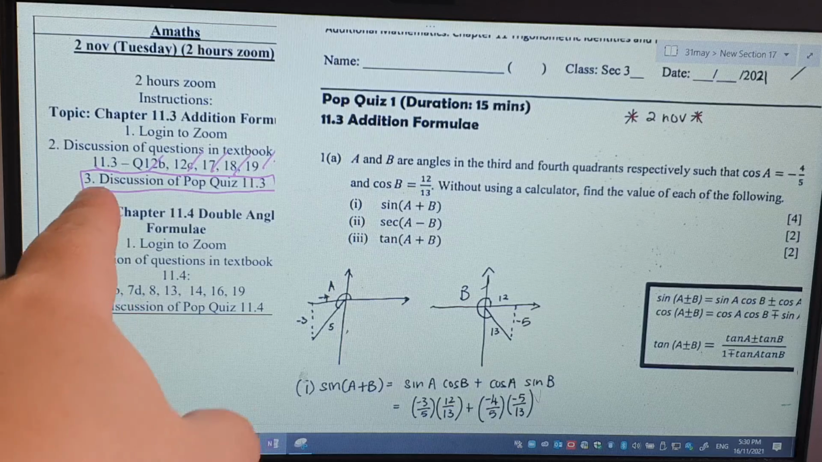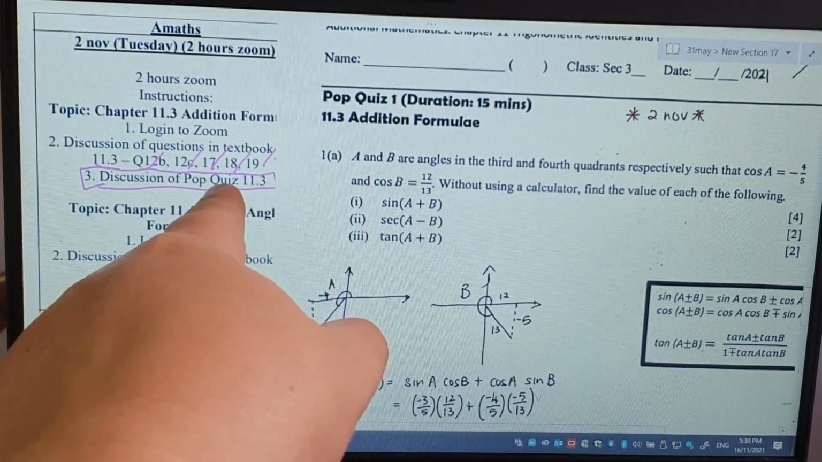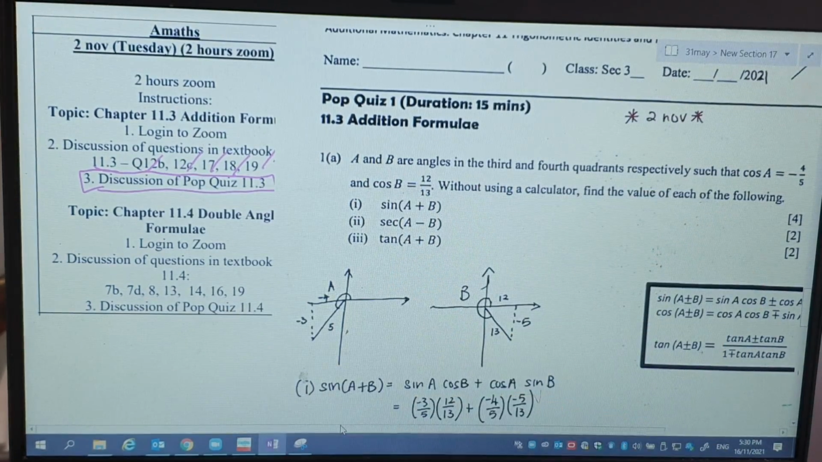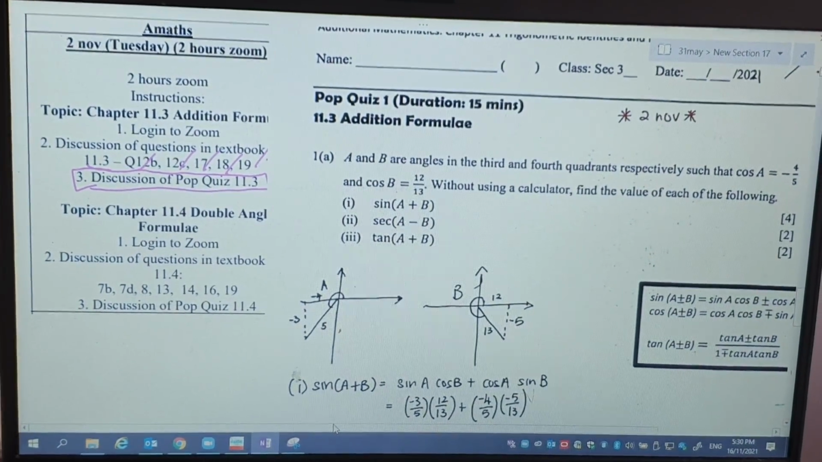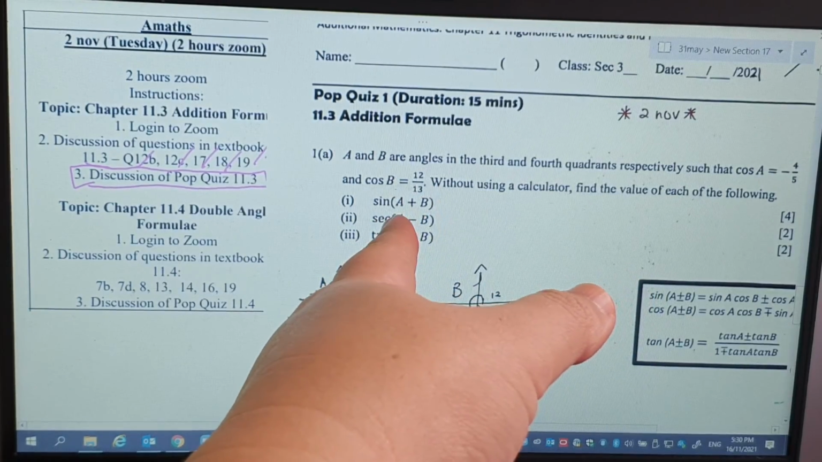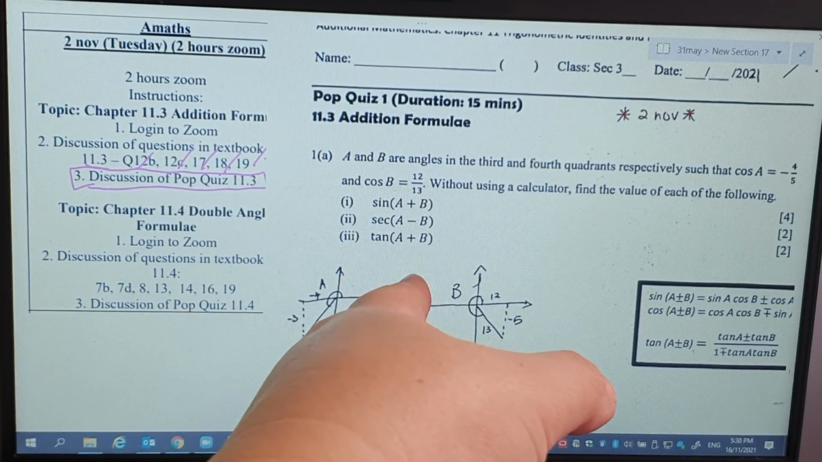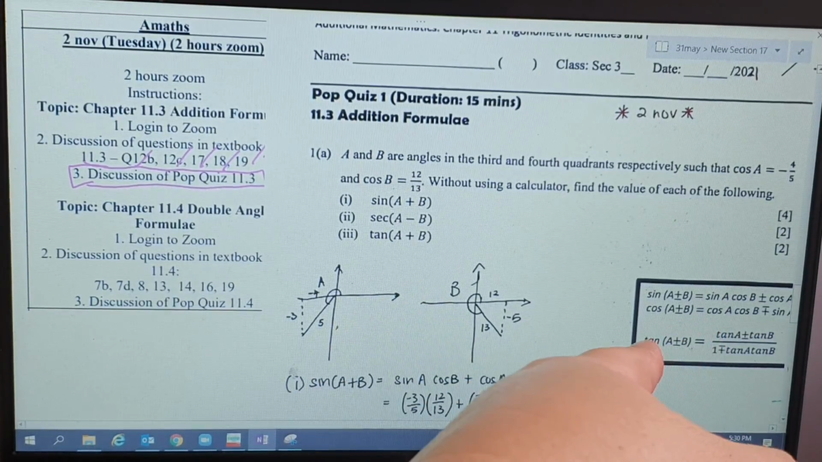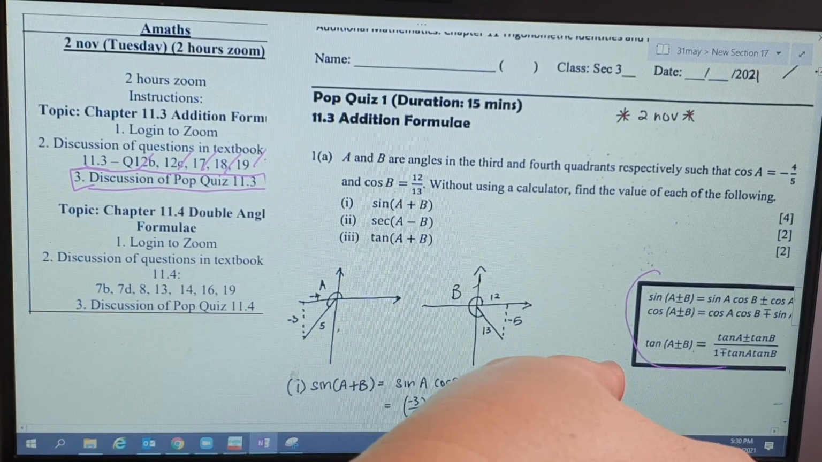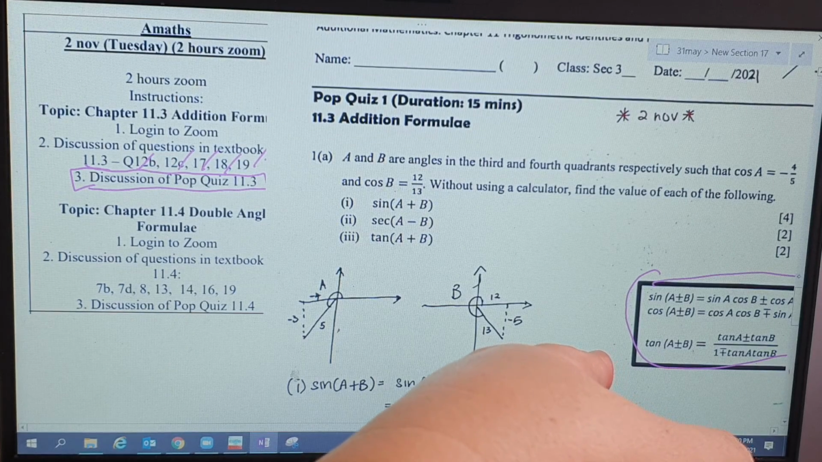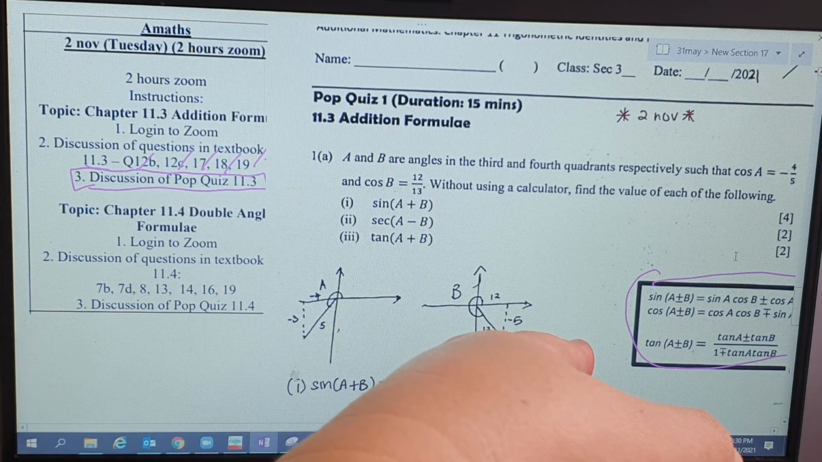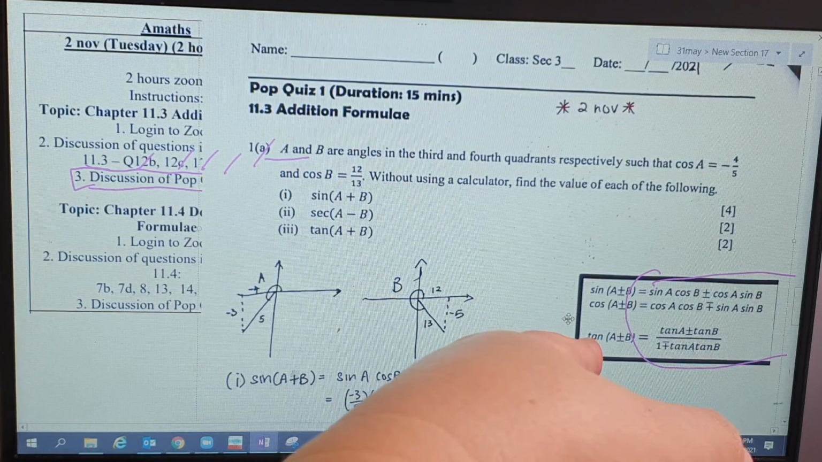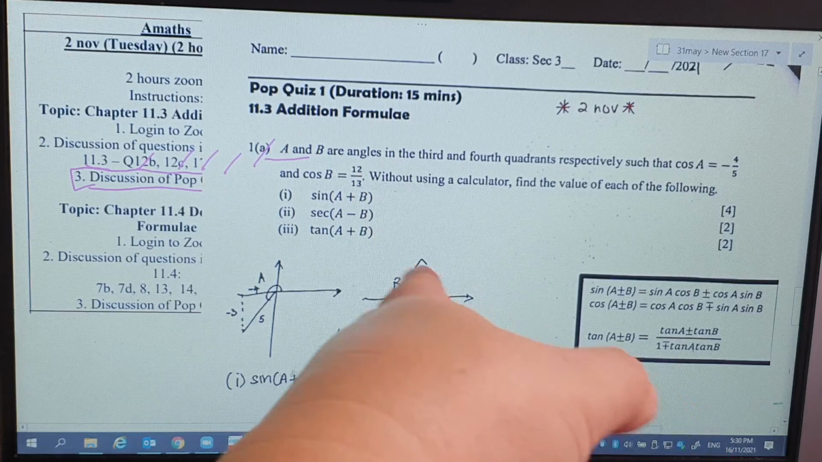Okay, we will now be discussing your pop quiz 11.3, which is this one. You have a blank sheet. If you have not tried, please go and try first. Very simple one. All you need to do is to apply the addition formula that you have learned. In other words, this is all you need to know in order to solve these questions here.